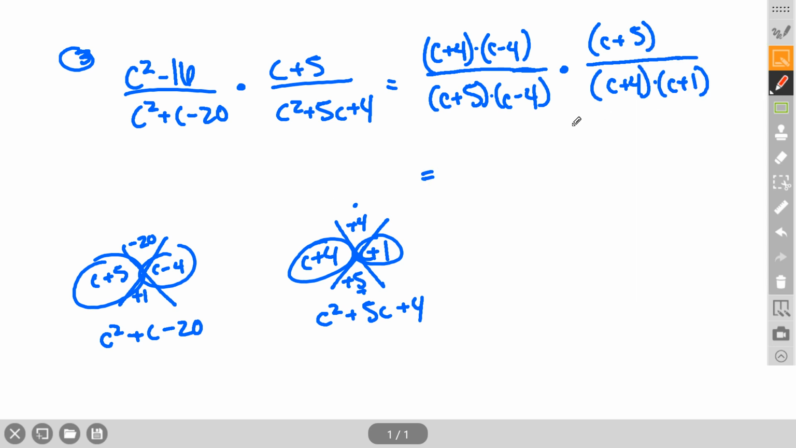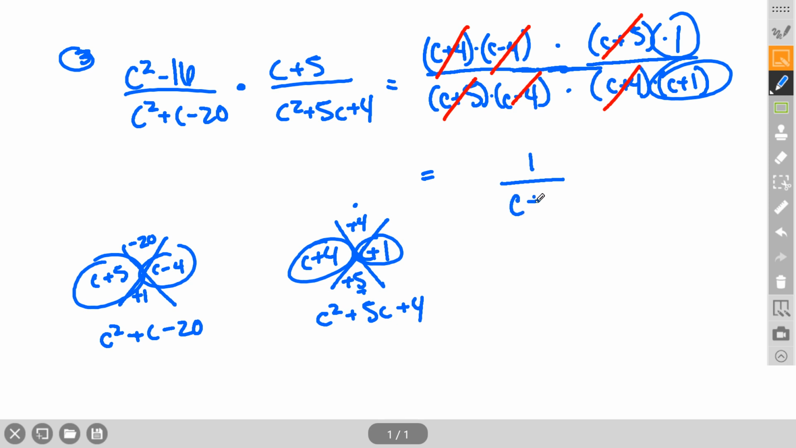At this point, I can go through and cancel factors that appear in the top and bottom. Remember, when these are multiplied, you can treat them as if this is the entire numerator and entire denominator, because it just gets multiplied top and bottom. So c plus 4 cancels, c minus 4 cancels, c plus 5 cancels. What we have left in the numerator is nothing, so it's just a 1. What we have left in the denominator is just the factor c plus 1. So this example simplifies to 1 over c plus 1.